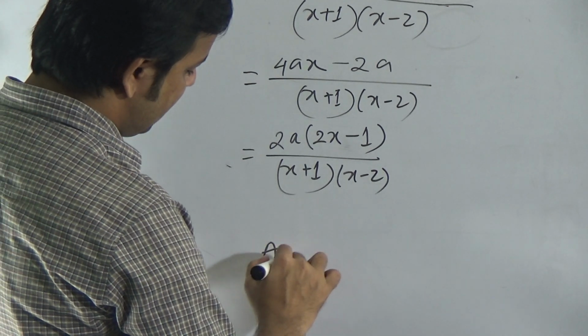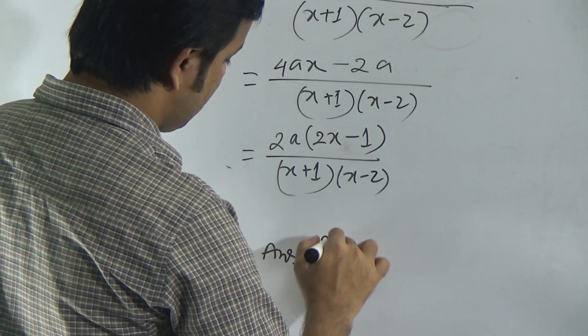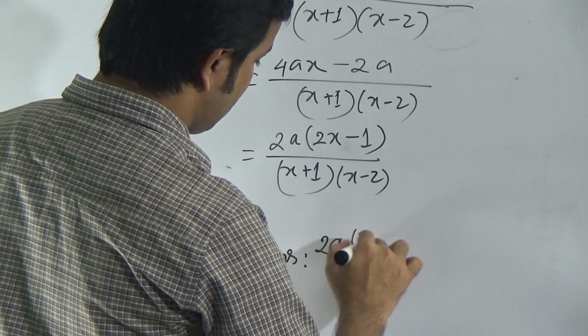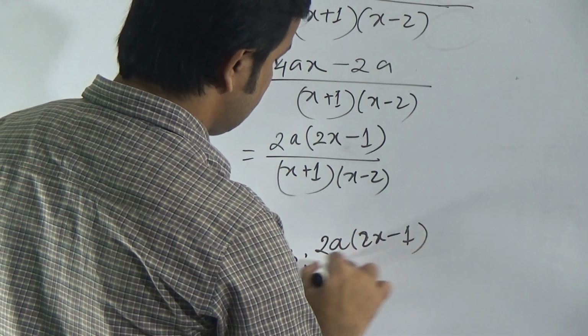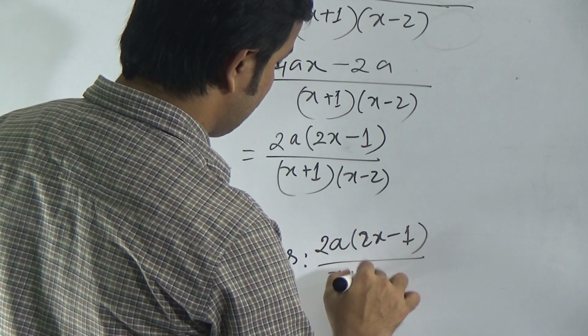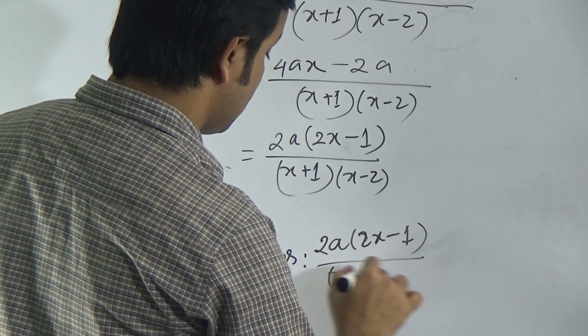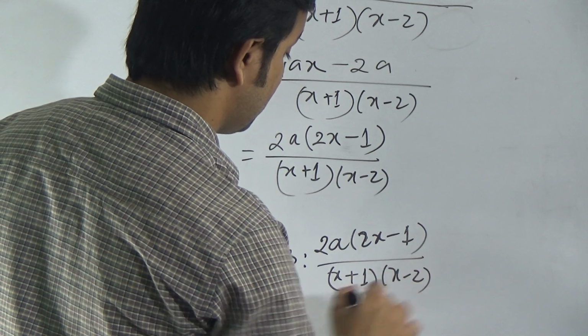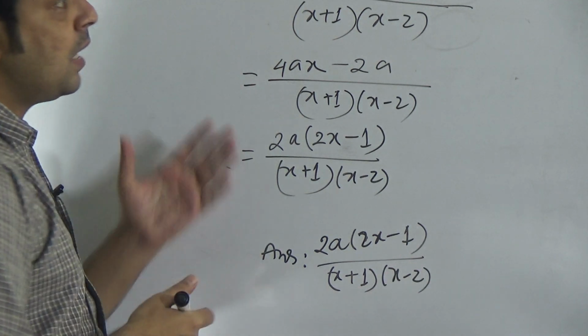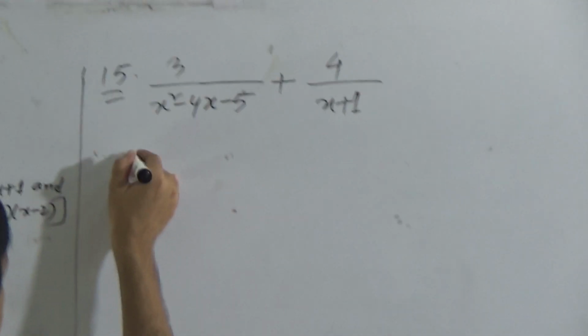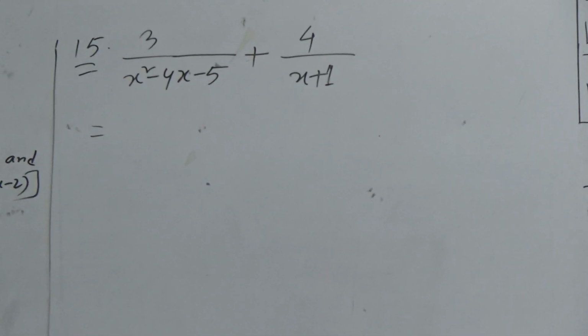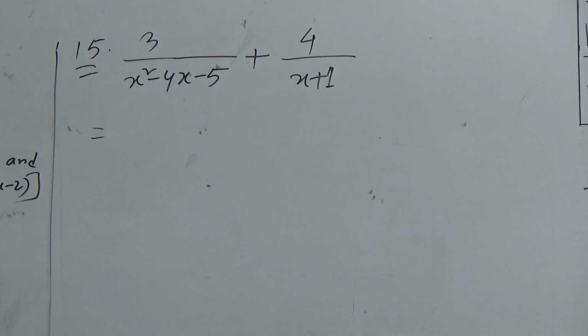So the answer of this question is 2a into 2x minus 1 divided by x plus 1 into x minus 2. Okay, dear students, now I will go to the second question. What is the second question here? The second question is 3 by x square minus 4x minus 5 plus 4 by x plus 1.